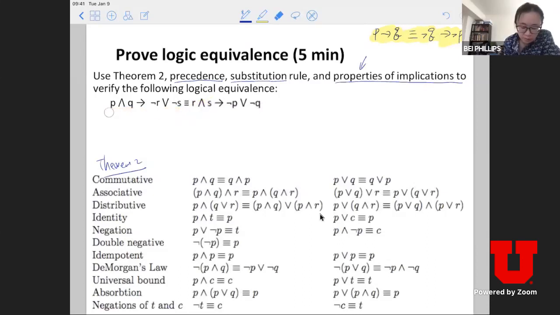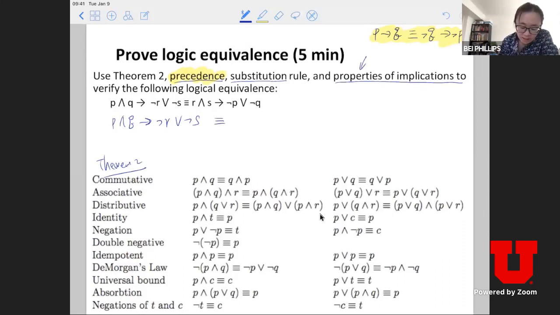Okay, so let's do it step by step. You have the right direction correct, but we have to make sure we don't lose some intermediate steps. For example, let's start from the beginning, right? So the left-hand side is looking like this. What I'm going to do first of all is put some parentheses. This is what I mean by precedence, okay?